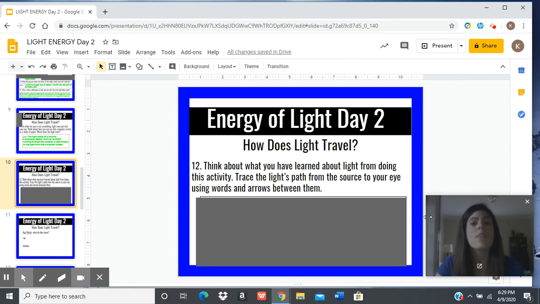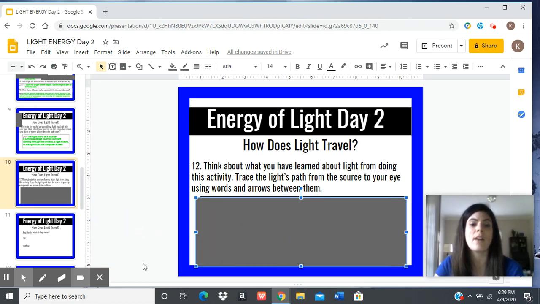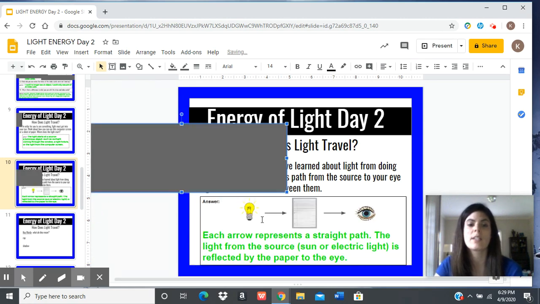Question 12. Think about what you have learned about light from doing this activity. Trace the light's path from the source to your eye using words and arrows between them. Using Google Slides can make this fun. I use Google Slides and images to answer this question. I inserted a picture of a light bulb to represent my luminous object, and then a picture of a piece of paper, and then a picture of an eye, and I had an arrow from the light source to the paper to my eye, because what I'm looking at is the paper.